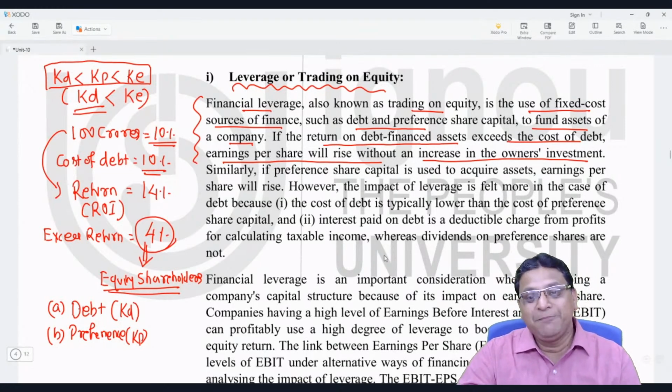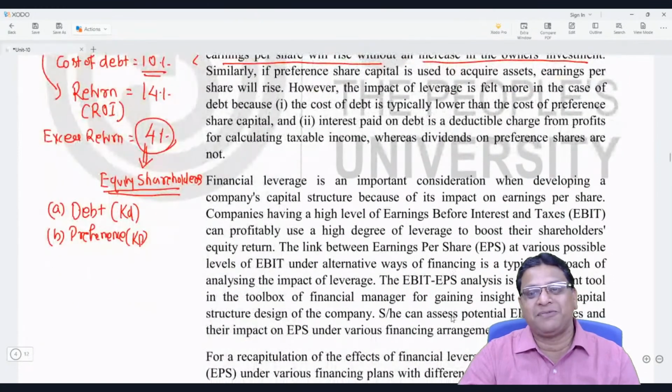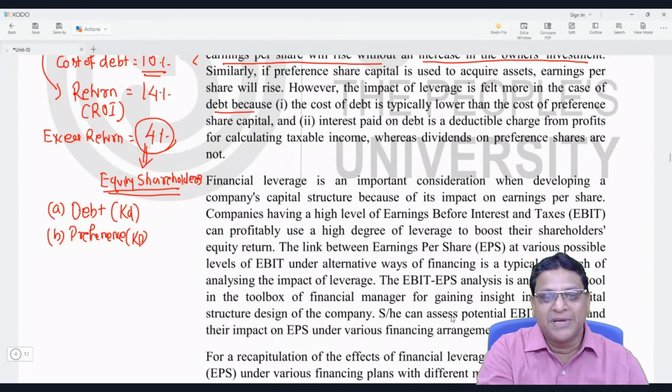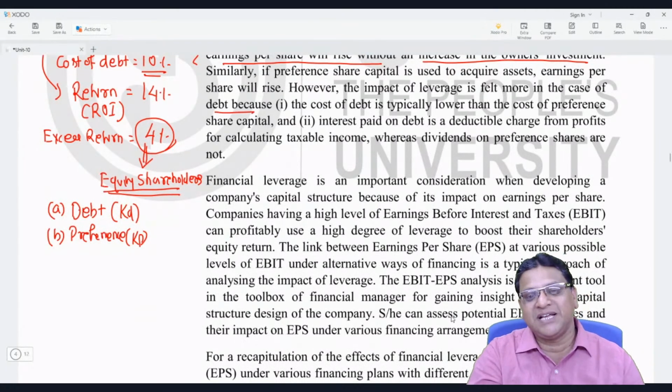But the leverage effect, or trading on equity effect, is felt more in the case of debt capital because of two things. First, the cost of debt is typically lower than the cost of preference shares. We have discussed Kd is lower than Kp. Hence, the magnifying effect is much more if you use debt capital.